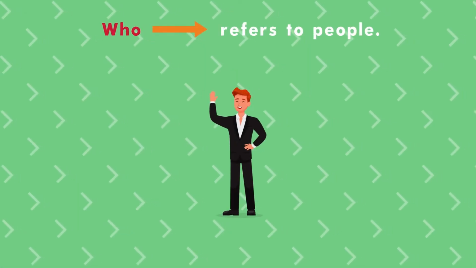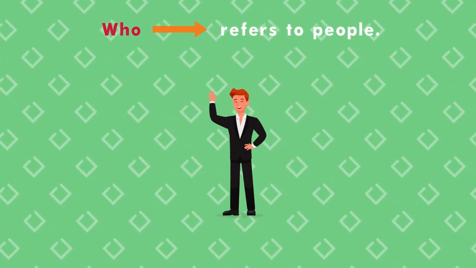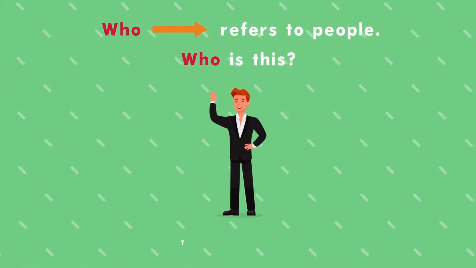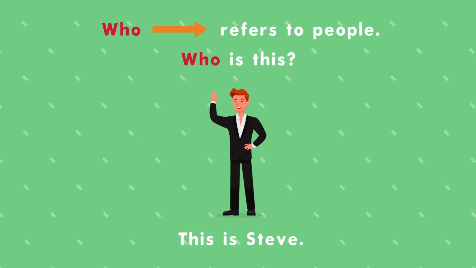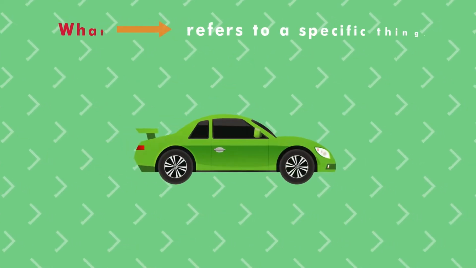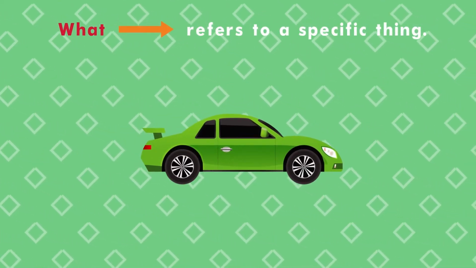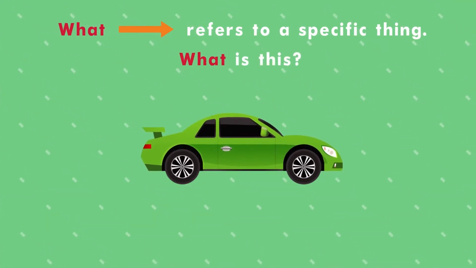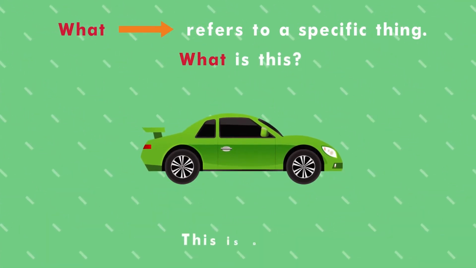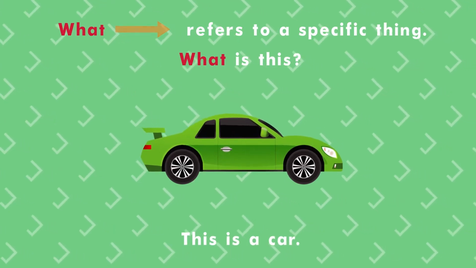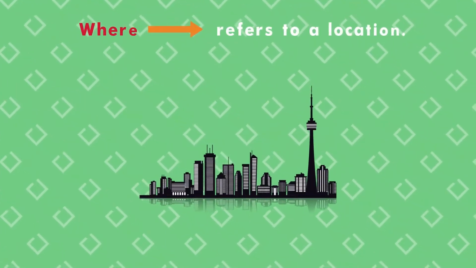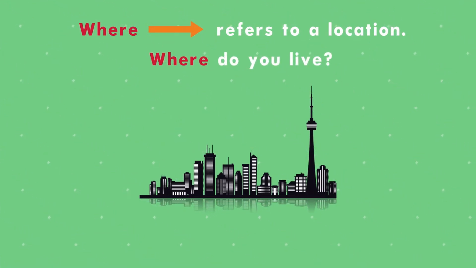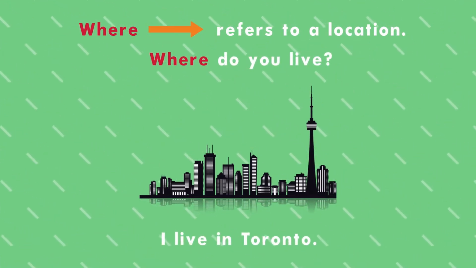Who refers to people. For example, who is this? This is Steve. What refers to a specific thing. For example, what is this? This is a car. Where refers to a location. Where do you live? I live in Toronto.